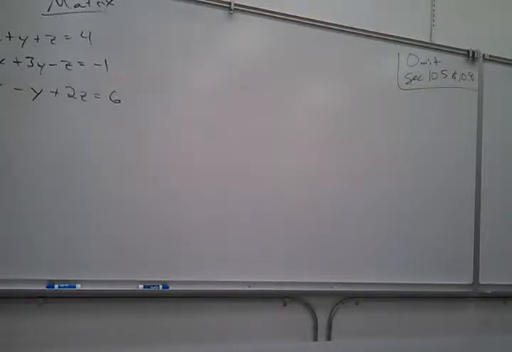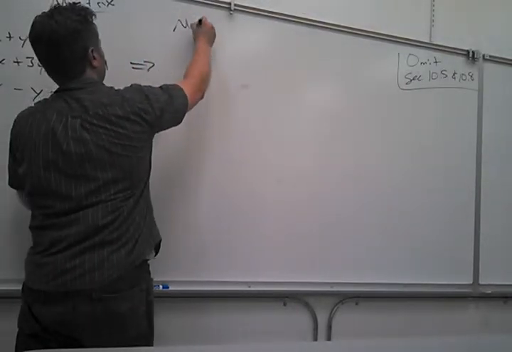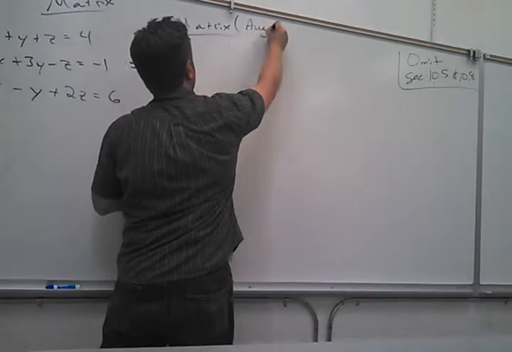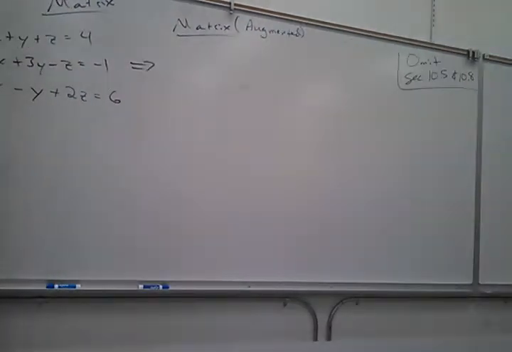So that's nice. I mean, that's doable. It's just kind of gross. It takes a long time. So what does this look like as a matrix? And actually, to be more specific, this is an augmented matrix. What does that word mean? It means added onto. We write it in rows and columns.